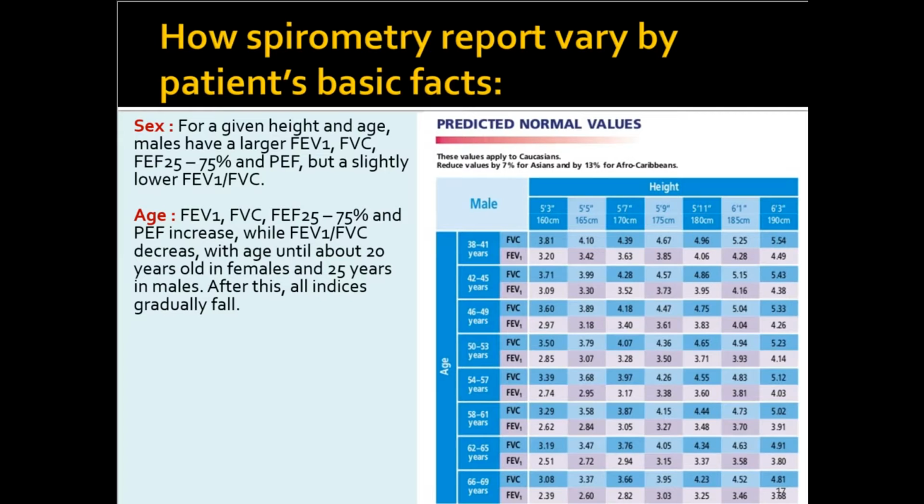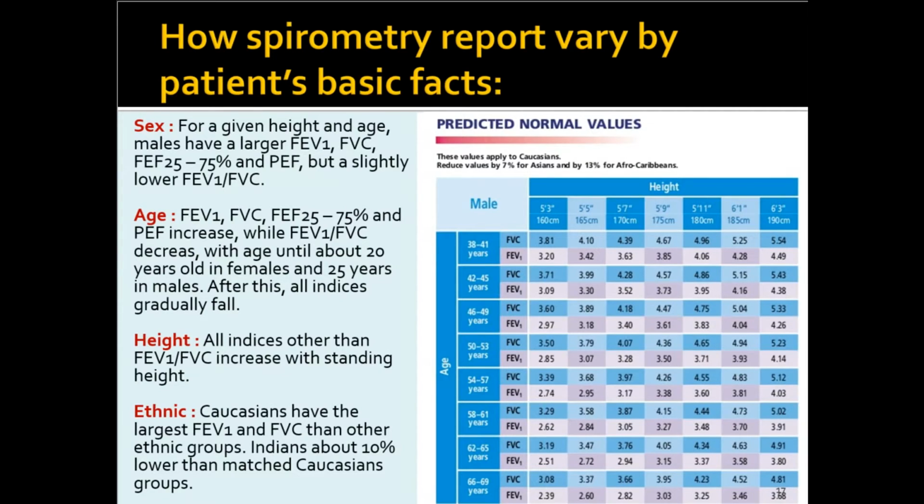Age: FEV1, FVC, FEF 25 to 75% and PEF increase, while FEV1/FVC decreases, with age until about 20 years old in females and 25 years in males. After this, all indices gradually fall. Height: all indices other than FEV1/FVC increase with standing height.